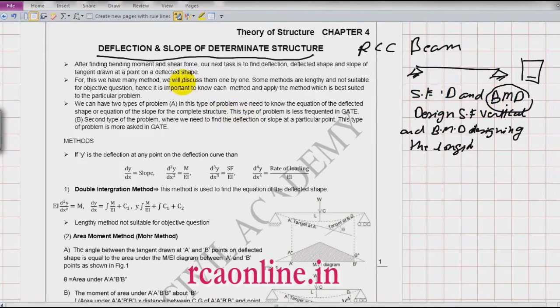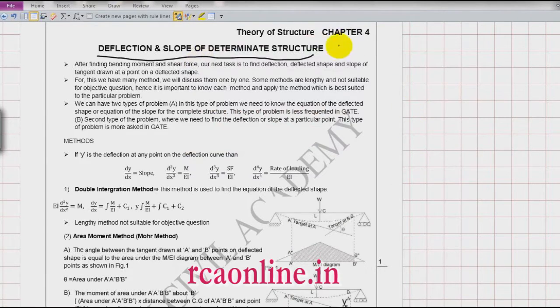Then why do we need deflection? We need deflection because in RCC I will be requiring one serviceability check. For the serviceability check, I will be requiring the deflection. So deflection becomes important to check the serviceability criteria. Now, there are a lot of methods to find the deflection.